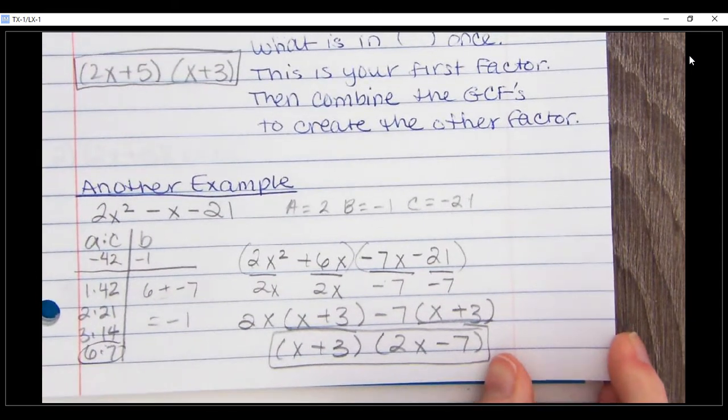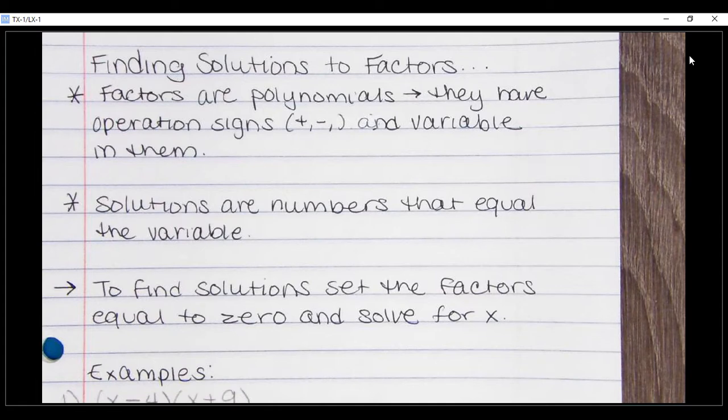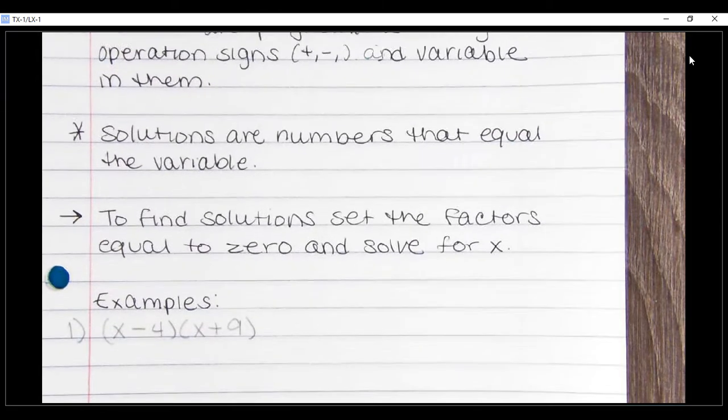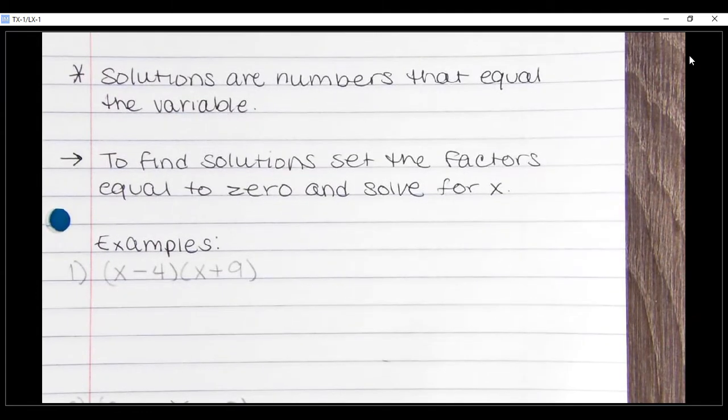Yay! Now, one more thing before I leave ya. Some worksheets are going to ask you to find solutions to factors. It's really important to know that factors are polynomials. They have operation signs of adding and subtracting in them and a variable. What they're looking for in solutions are numbers. So 2 numbers, not adding, not subtracting, no x's, nothing, just numbers. And to find those solutions, you need to set the factors equal to 0 and solve for x.